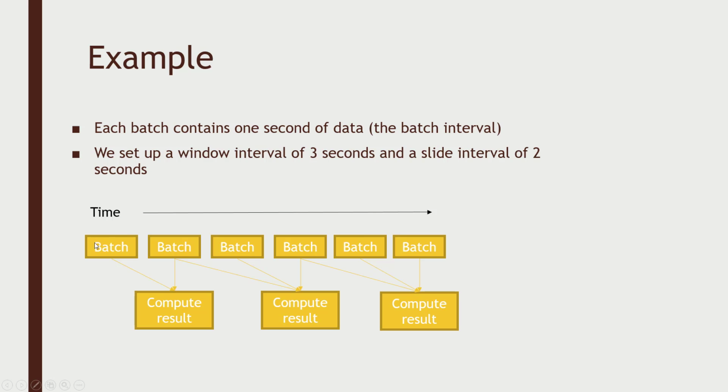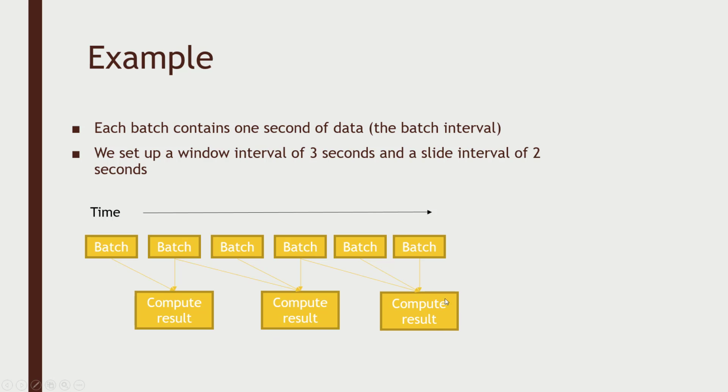And then every 2 seconds, I would compute a result because that's my slide interval. So every 2 seconds, we say compute result, compute result, compute result. And the window interval says when I compute that result, how far back in time do I go? So a window interval of 3 seconds means I want to go back to the previous 3 batches and compute the results over that window of time.